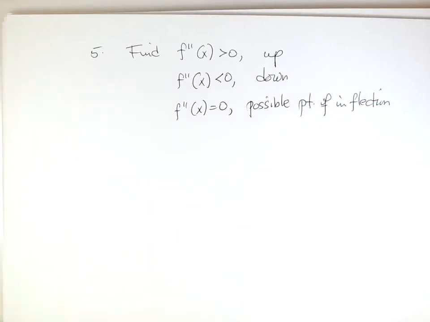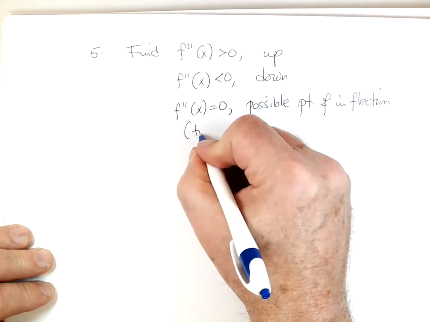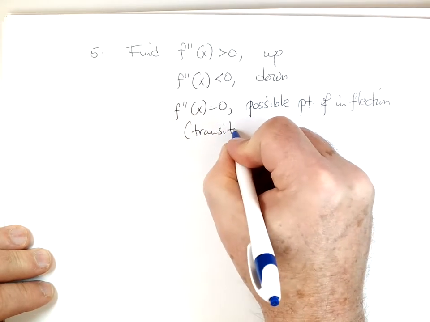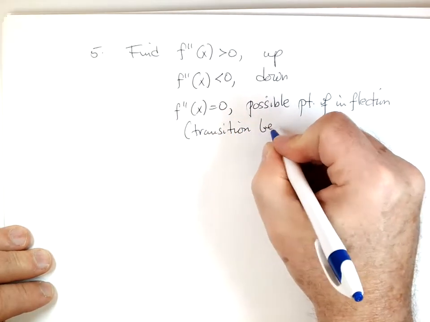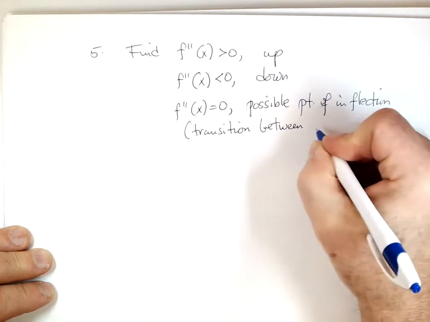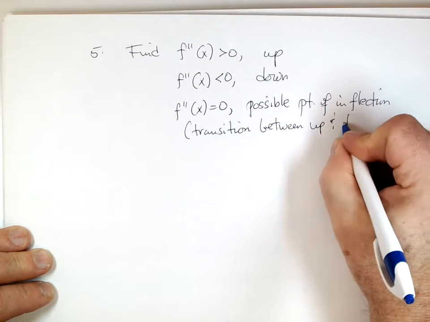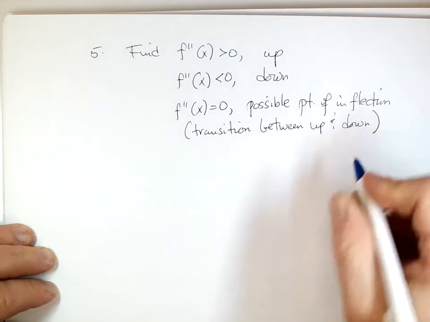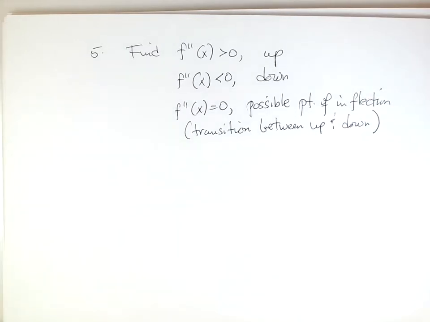Okay, because it's possible to have a second derivative equal to 0 and not be a point of inflection. To be a point of inflection, the second derivative will be 0, and it will be a transition between concave up and down. Okay, it has to be a transition between up and down. Those are the steps I think you should take to do the graphs of any of these.